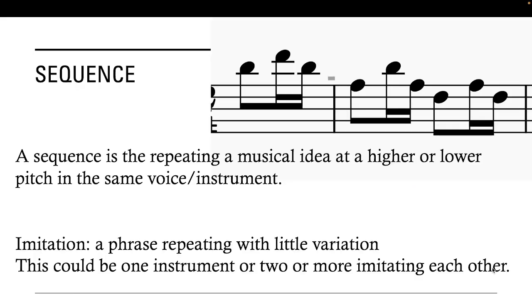Sequence is repeating a musical idea either at a higher or lower pitch. For example, this is the start of Bad Neri. Da da da da da da da da da da. We have that exact sort of little motif built out of arpeggios.